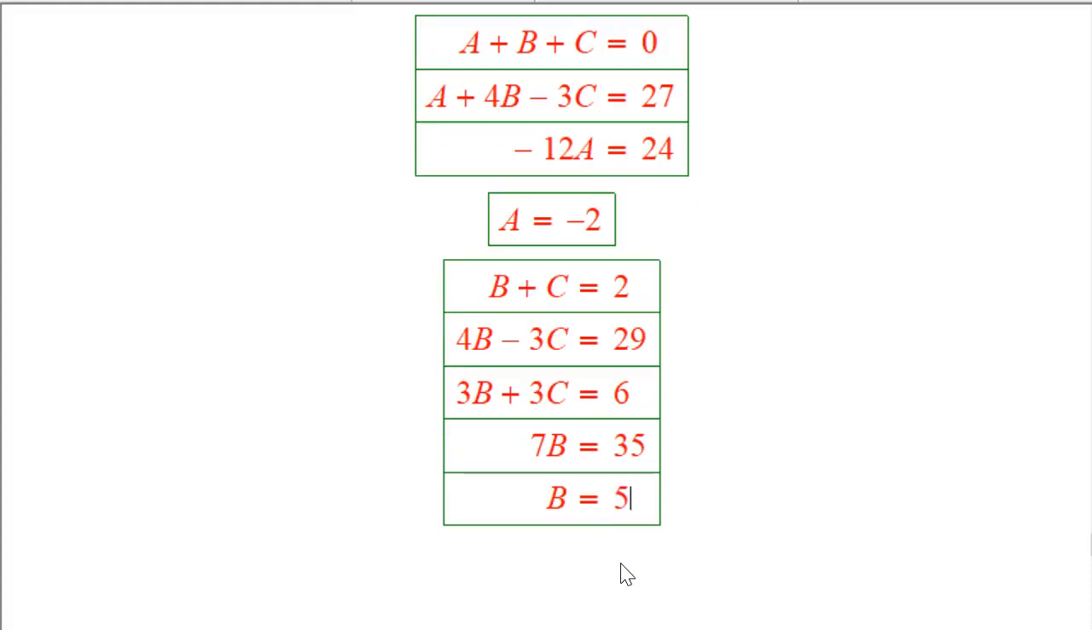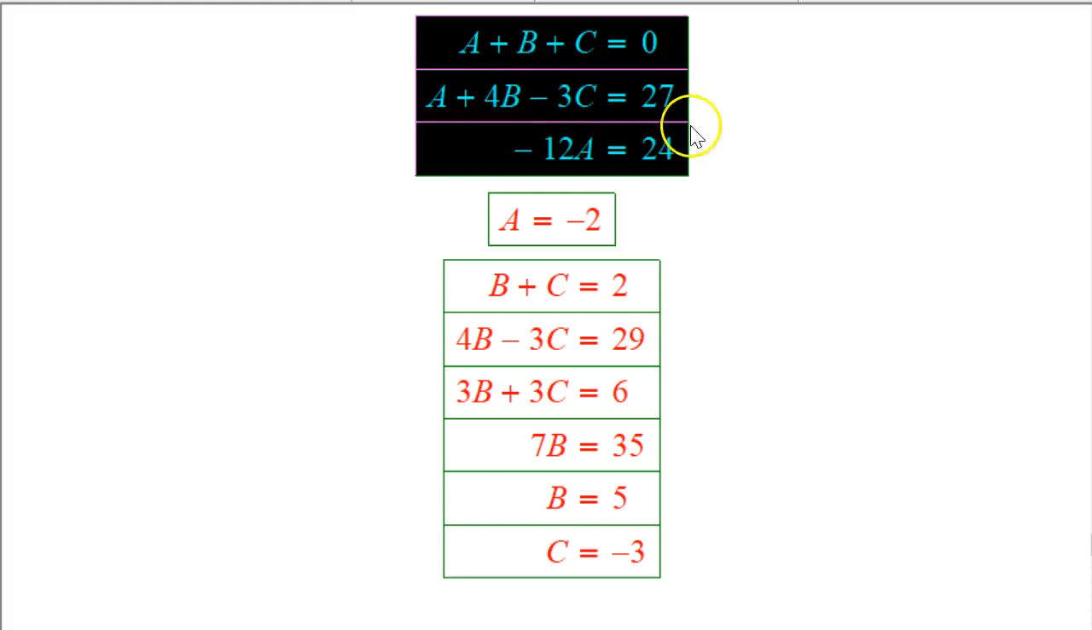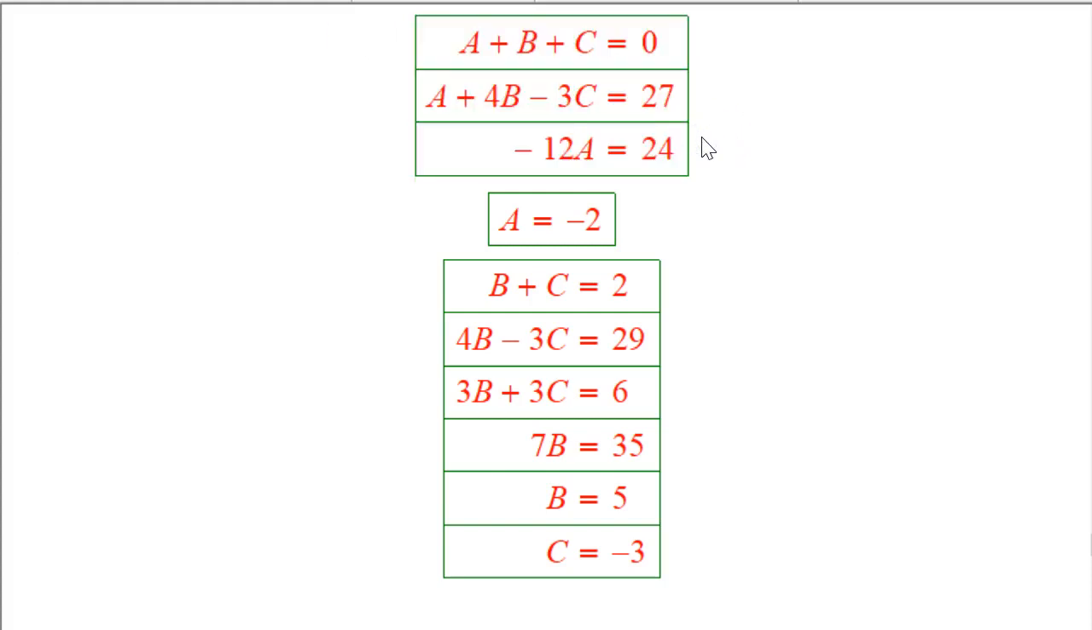So b turns out to be 5. So we got a, we got b. Once you got all but one variable, it's going to be easy. c is just 2 minus b, so it's minus 3. Okay, so like I said, this can be not a stumbling block, not a stopper, but something that might be a substantial amount of work.